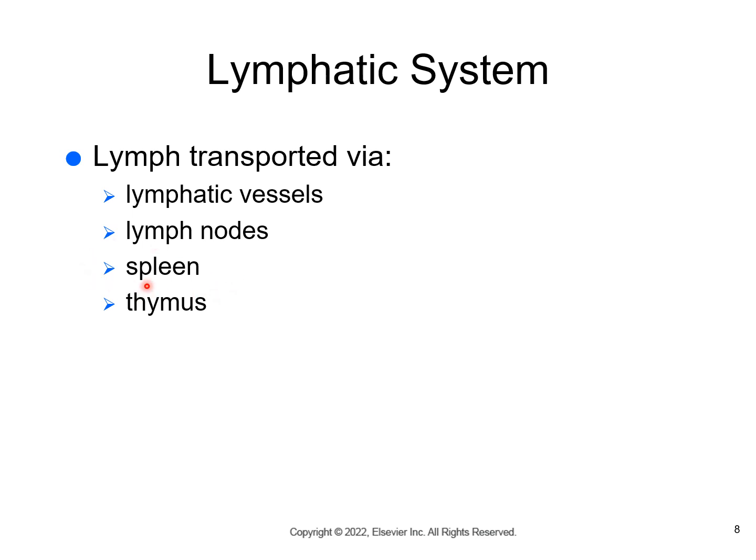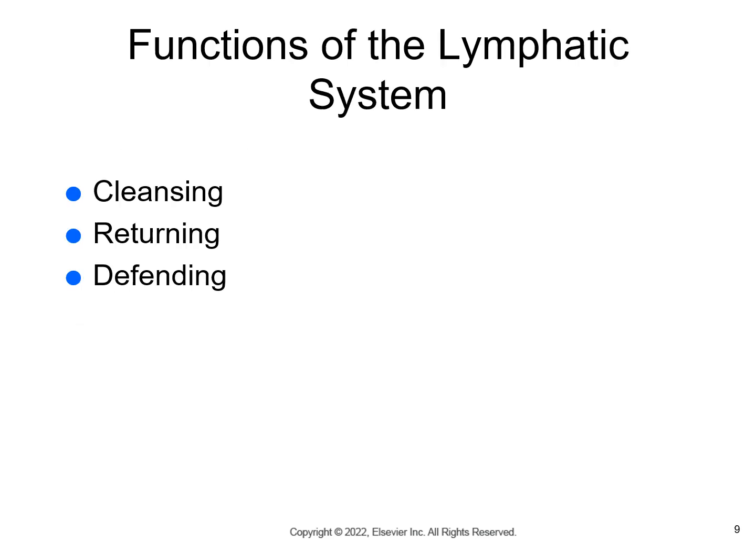The spleen and the thymus are both organs that are associated with the lymphatic system. The lymphatic system is really important in cleansing the blood, in fighting infection, and returning that extra fluid back into the venous system. It's also important in absorbing fats and fat-soluble vitamins from the digestive system and transporting them into the blood so that we can utilize them in the body.